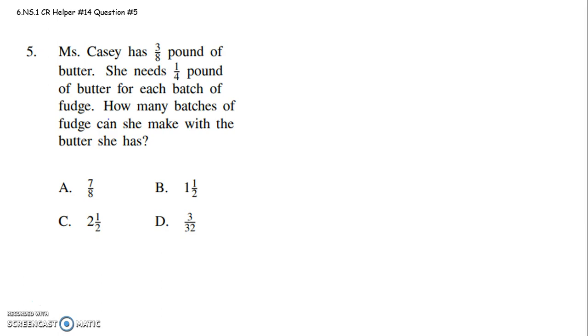All right, so she has a total of 3/8 pounds, and we're trying to divide that up into 1/4 pound sections because for each batch she's going to make, we need 1/4 pound. So we'll take her total, 3/8 pound, and divide that up into 1/4 pound sections to figure out how many batches she can make.